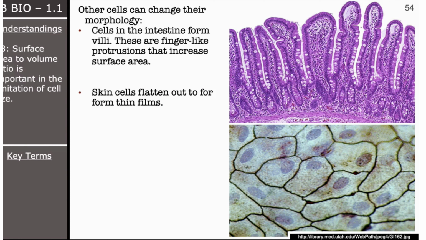These are finger-like protrusions that increase surface area. You know, the amount of food that we ingest, so for people that eat so much, their small intestine cannot take too much food. That's why the small intestine adapted a certain thing for more food absorption, the villi. These villi have little microvilli that are finger-like protrusions, and they increase the surface area and food absorption. Skin cells also flatten out to form thin films as well.